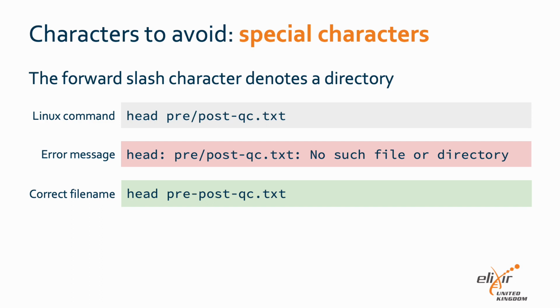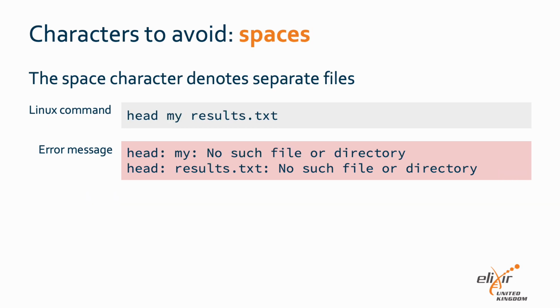In this example, the Linux head command is used to read the first 10 lines of a text file called pre/postqc. Since the file name contains a forward slash, the head command throws an error because it attempts to look for a file called postqc under a directory called pre. This can be fixed, though, by replacing the forward slash in the file name with a dash.